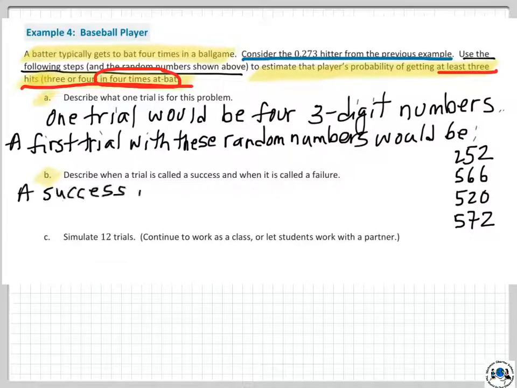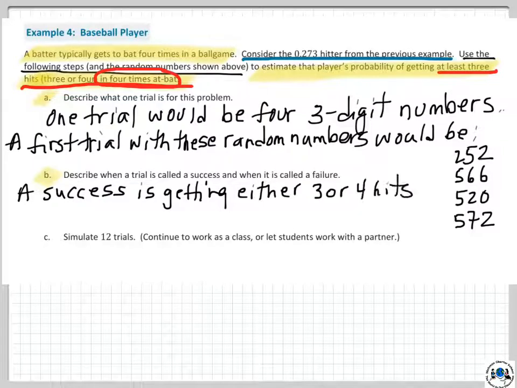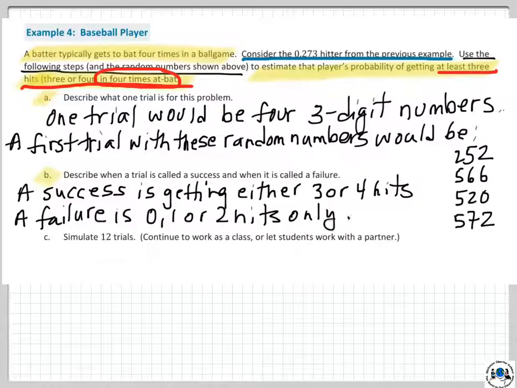A success, or a successful trial, is getting either 3 or 4 hits. A failure is getting either 0, 1, or 2 hits only. And as you can see, this is a failure because we only had 1 hit. Now, it doesn't mean it's bad data. It's just a failure. It did not happen in that one trial.